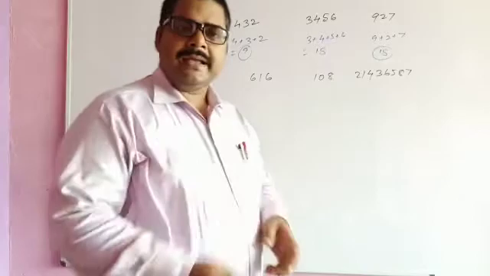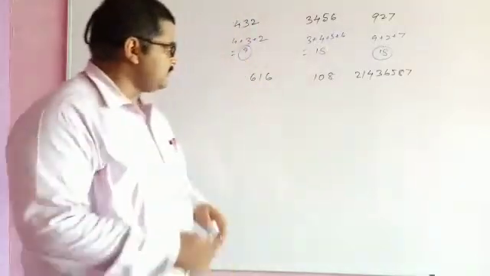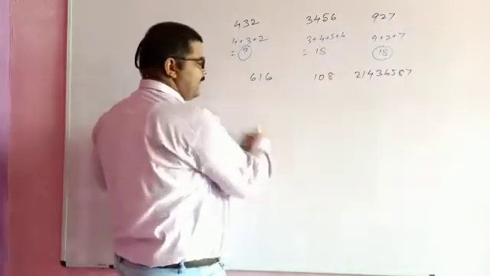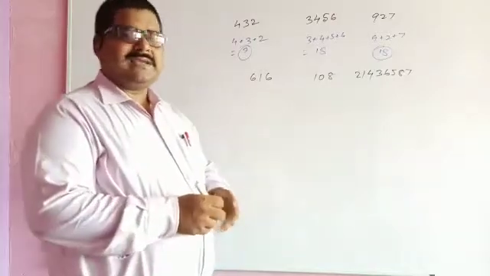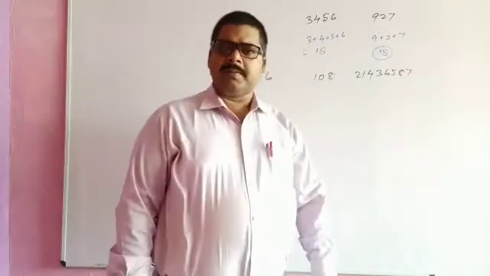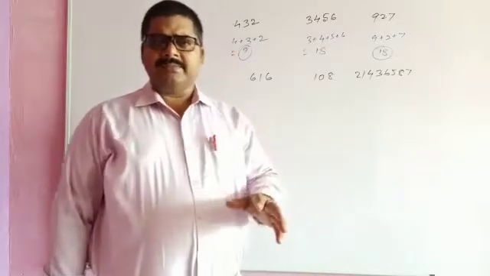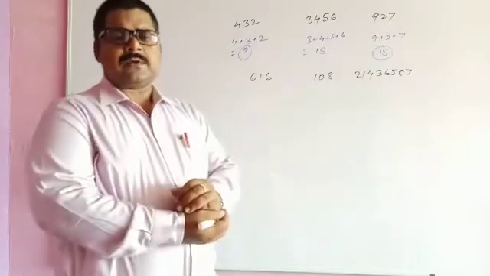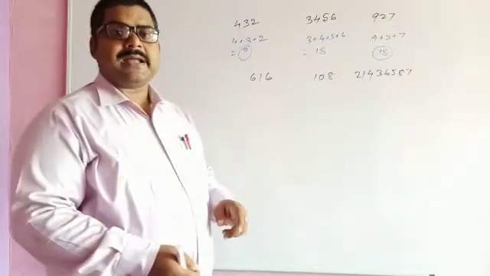My dear students, the next question has been given, and you can see three numbers, the first being 616. You have to check whether these numbers are divisible by 9, and you can easily find out by the test of divisibility. You know very well that the sum of the digits should be divisible by 9.